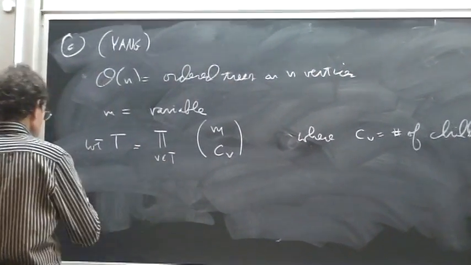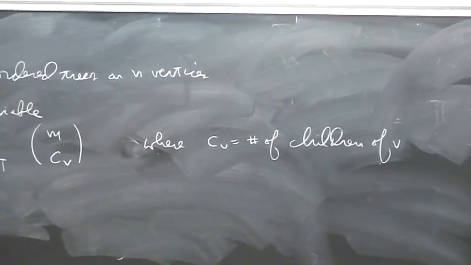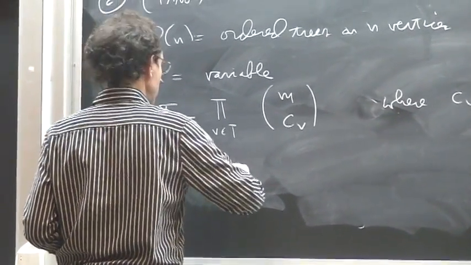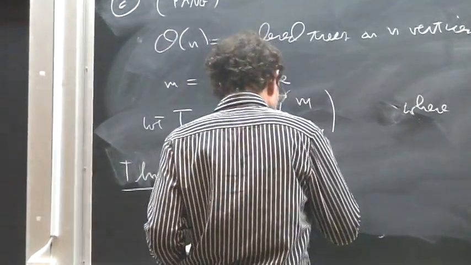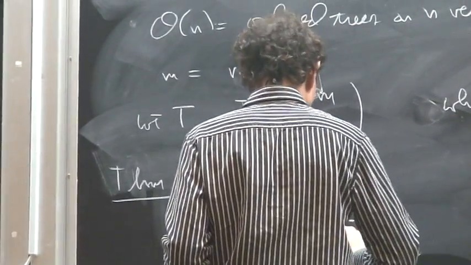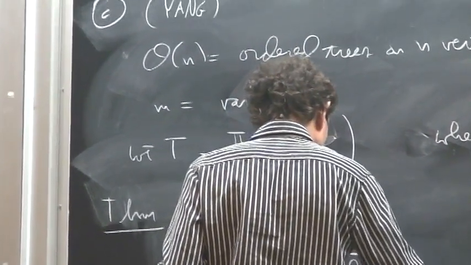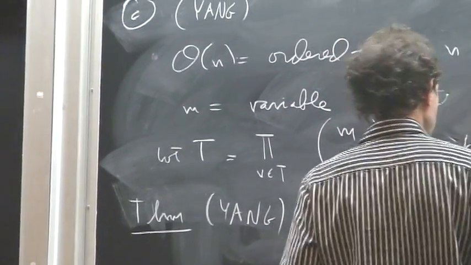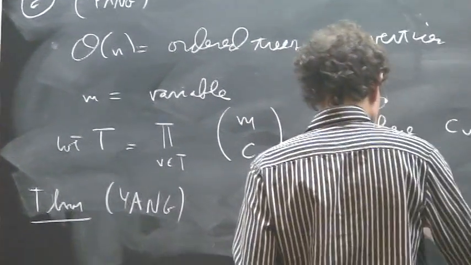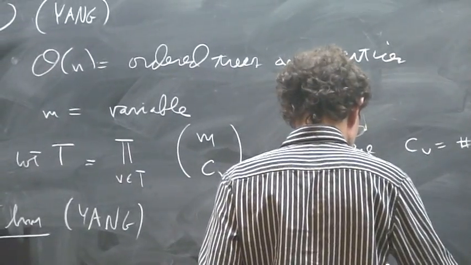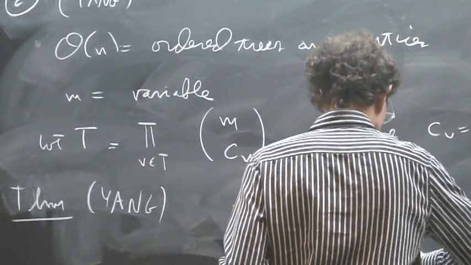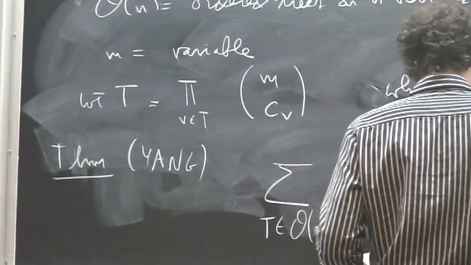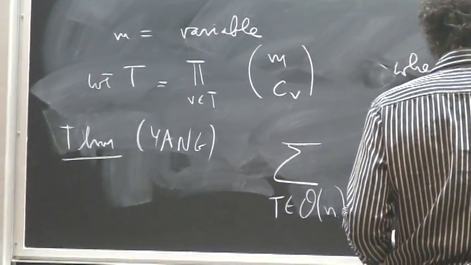So then Yang's formula will look like this. If we now sum over all ordered trees, the weight of the tree, times the product over vertices of M.